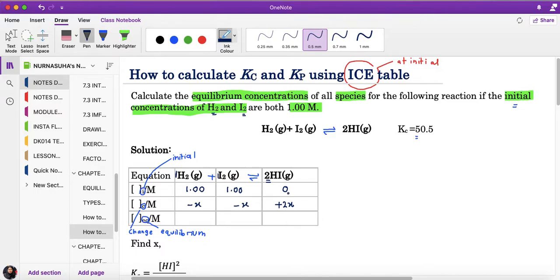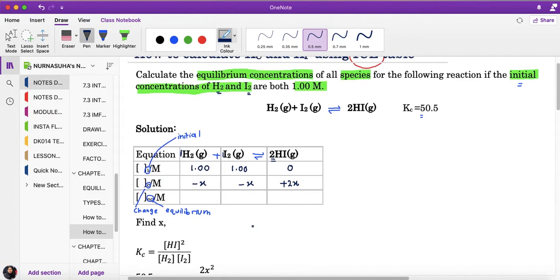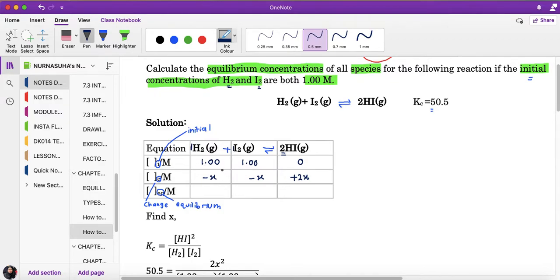So, at equilibrium, you will add these two values. So, 1 minus X, 1 minus X. So, this one, 2X. Okay, so next step, first you complete the table. So, the ICE table, do not take it lightly, it carries 3 marks. Okay. So, after that, next, this is what we want to find.